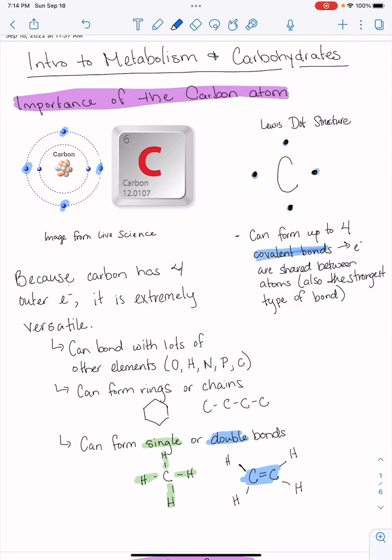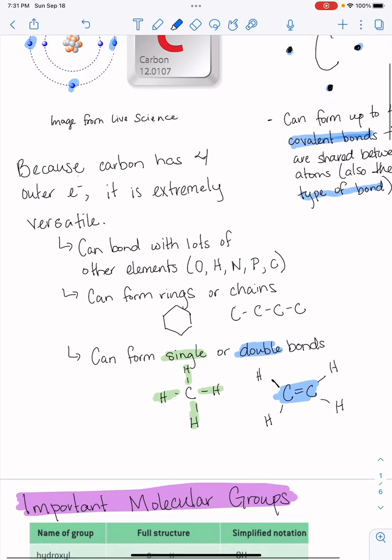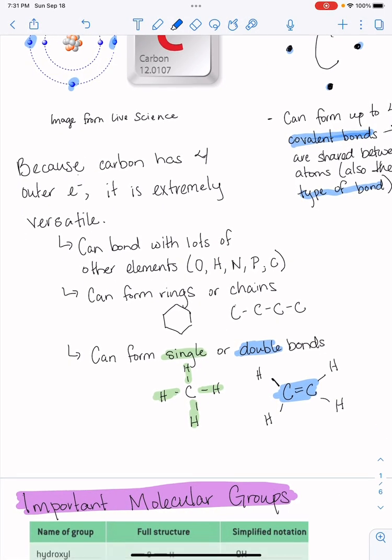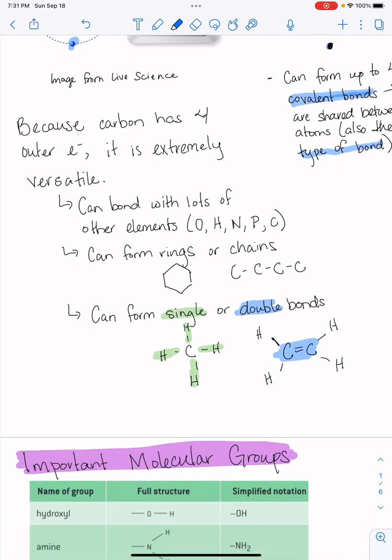And remember, covalent bonds are when electrons are shared between atoms, in this case carbon, and maybe oxygen, hydrogen. There's a lot of different atoms that carbon can share molecules with. And the thing about the covalent bonds is they're also the strongest type of bond. So because of these outer electrons, carbon is extremely versatile.